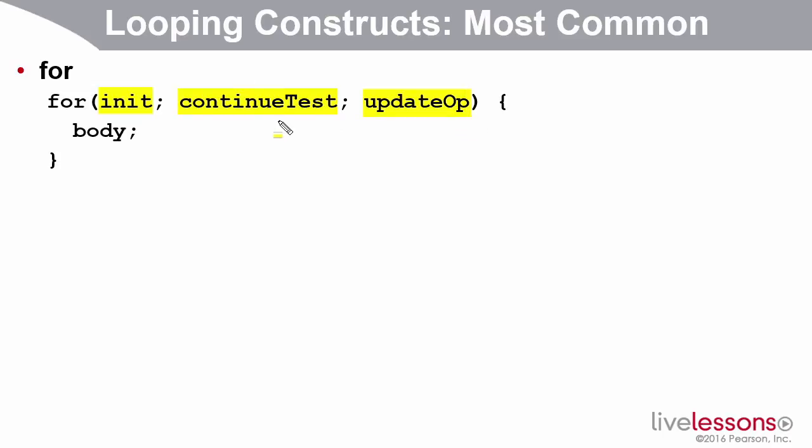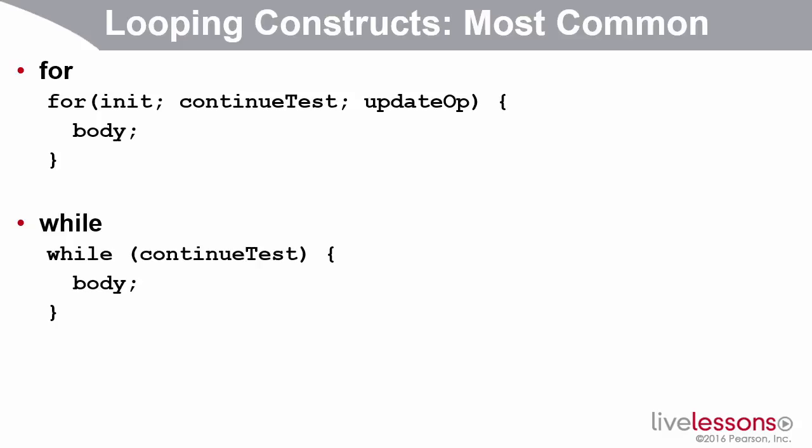Typically, the continue test tests if a variable is in a certain range. And the update operation increases or decreases the value of the variable. So set the variable to some initial value, check to see if it's less than or greater than some cutoff, do the loop, and after the loop, do the update. So to recap, before you execute the loop at all, you do the initialization. Each time you loop, before you go, you check this test. If it's true, you continue. If it's false, you stop. And after each loop, you do the update operation.